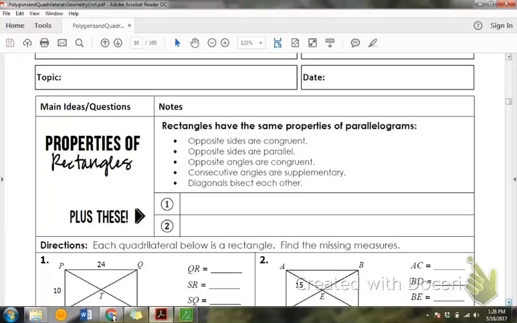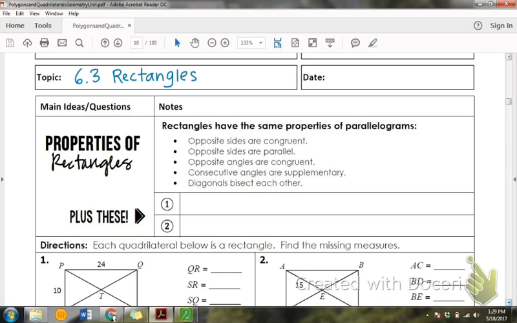Okay, page 11 says properties of rectangles. So this is going to be lesson 6.3. Properties of rectangles. So 6.3, you can just write rectangles. It says rectangles have the same properties as parallelograms. So we have opposite sides congruent, opposite angles congruent, diagonals bisect each other.